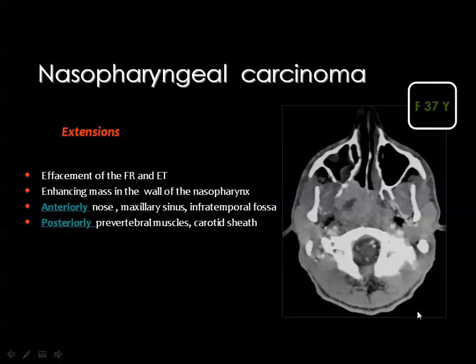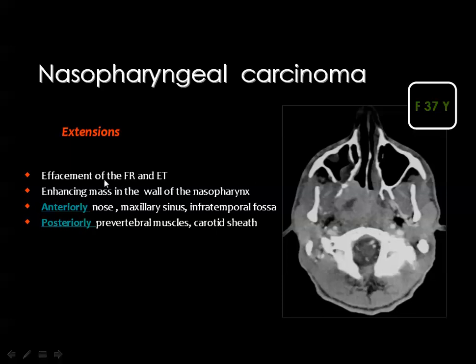Then, if you see a mass in the region of the nasopharynx, you say that this is most likely a nasopharyngeal carcinoma, and you start to describe the tumor. You say that there is a big, ill-defined soft tissue mass infiltrating mainly the right side of the nasopharynx and encroaching on the parapharyngeal space.